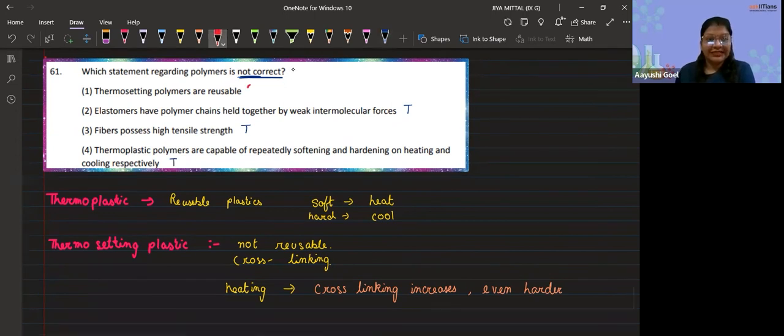So the false statement is the first one, which says that thermosetting polymers are reusable. They are not reusable. Once they are used, they are done. After that, we cannot reuse them. An example of Bakelite is the switchboards. Switchboards are not reusable. Once they have taken their shape, they cannot be given a new shape.